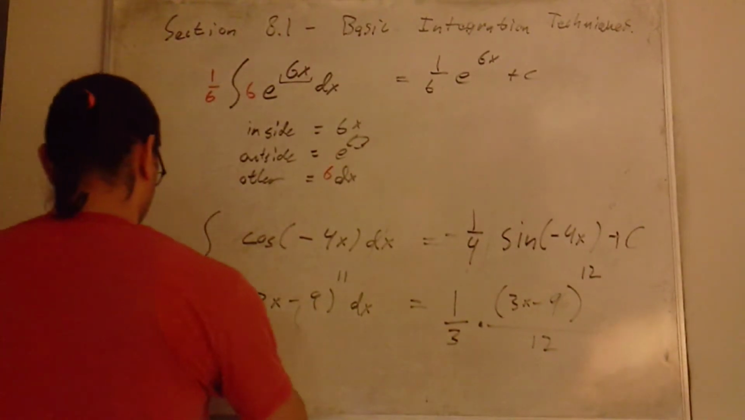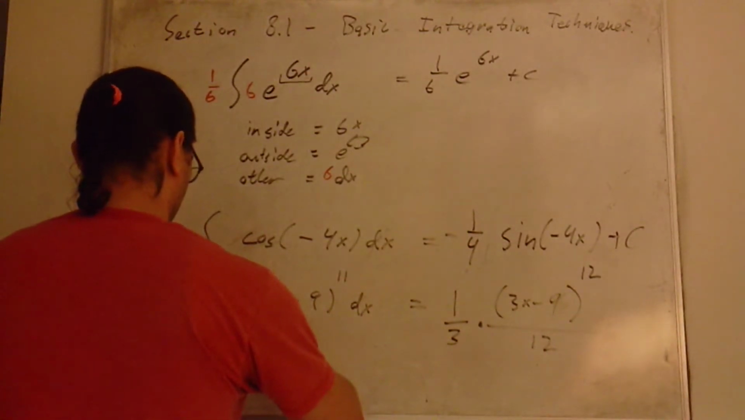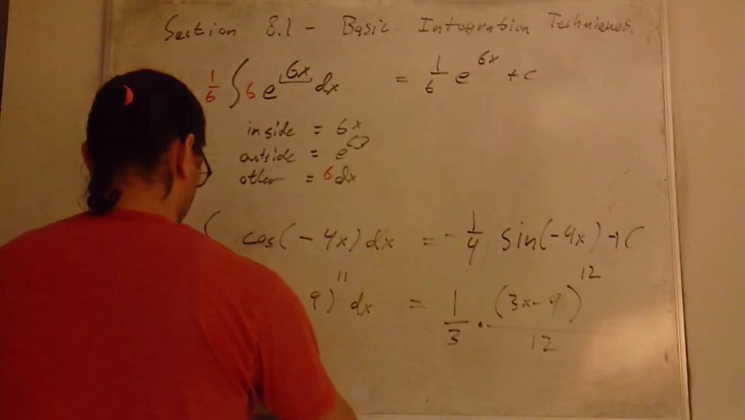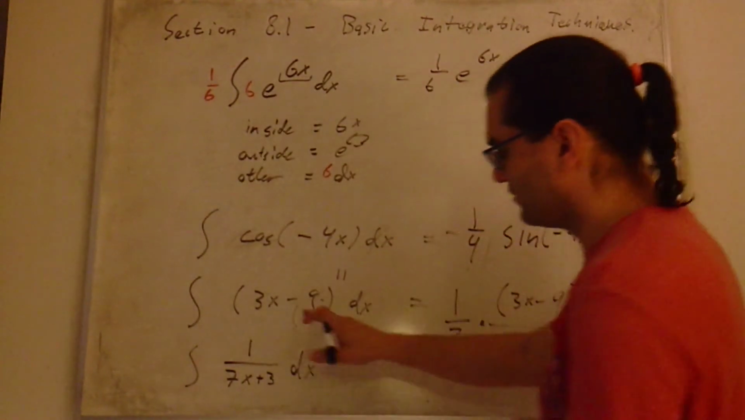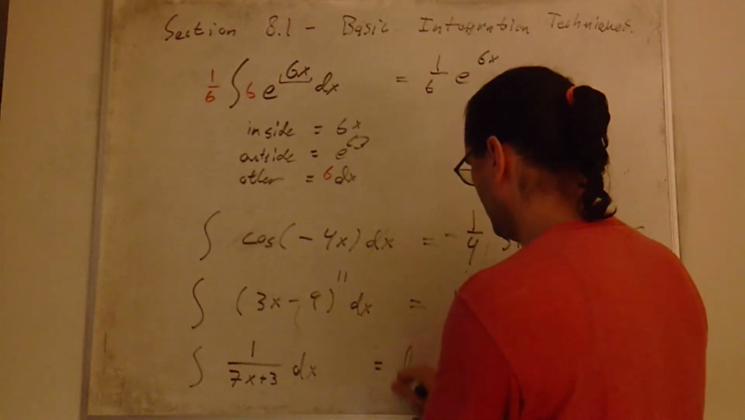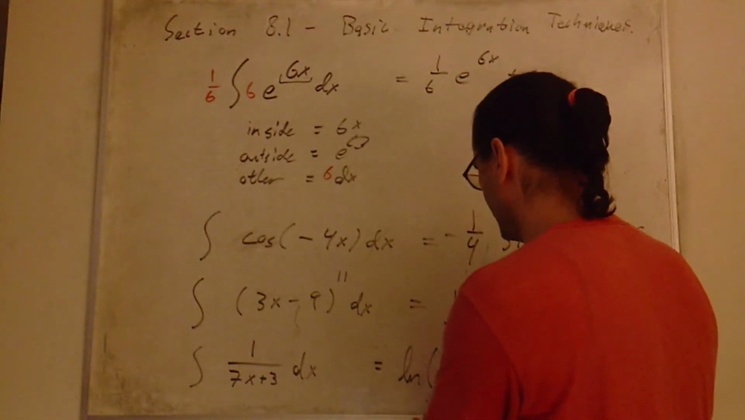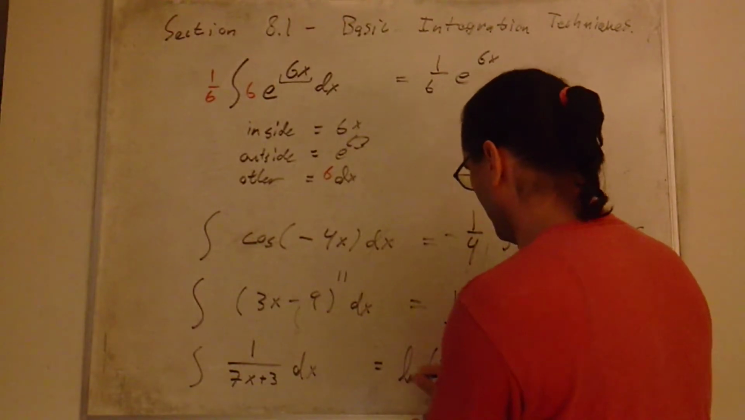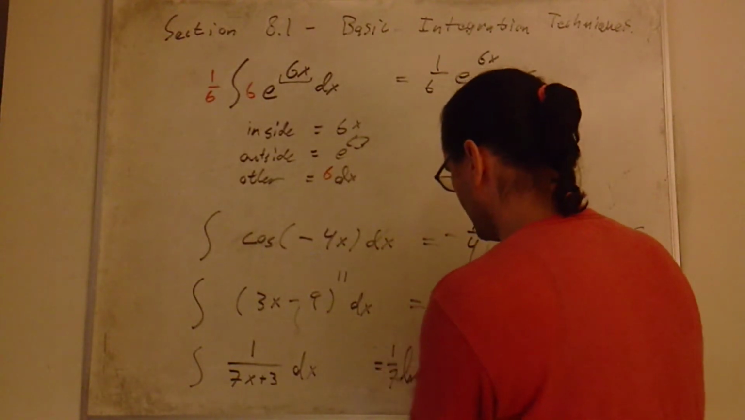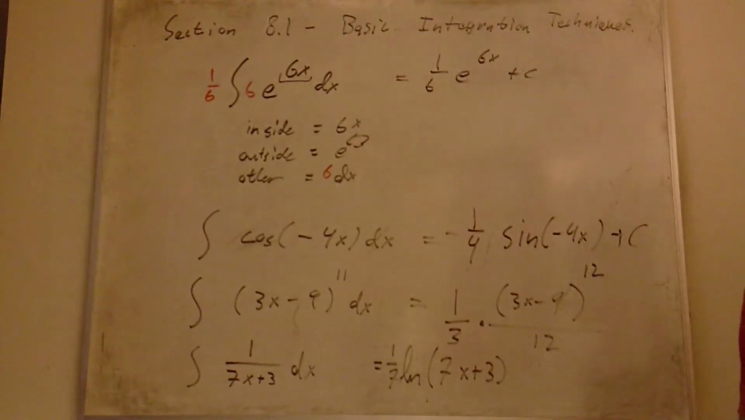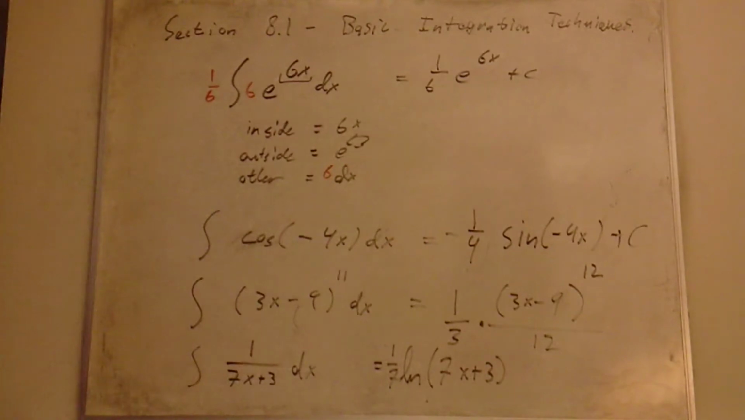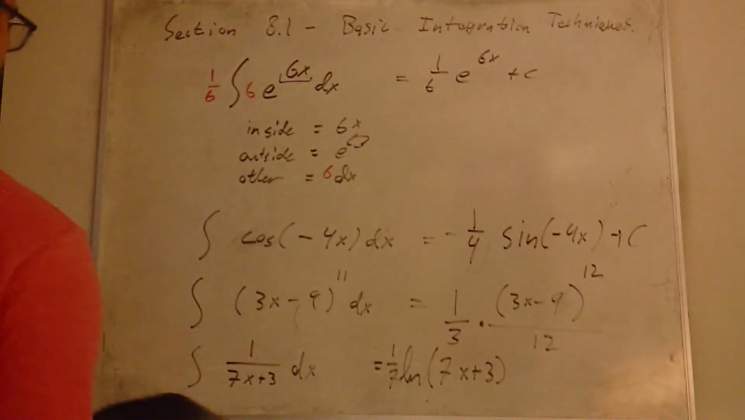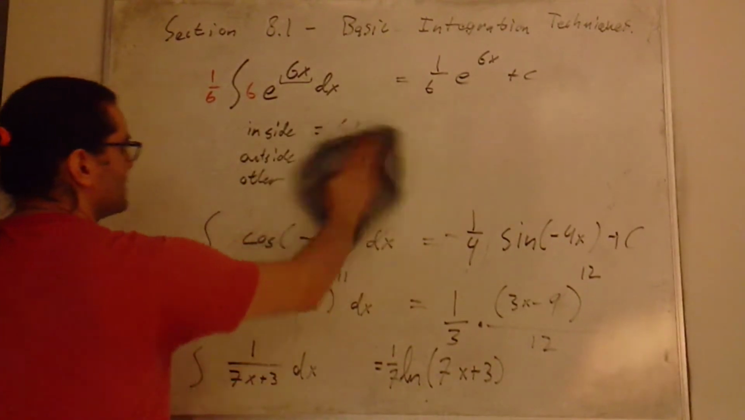We could do a natural log one as well. If I want the integral of 1 over 7x plus 3 dx, the integral of 1 over things is the natural log of those things, 7x plus 3, but I'm going to attach a 1/7 to this because of the linear substitution. So, that is technique number 1, doing linear substitutions quickly while skipping steps.